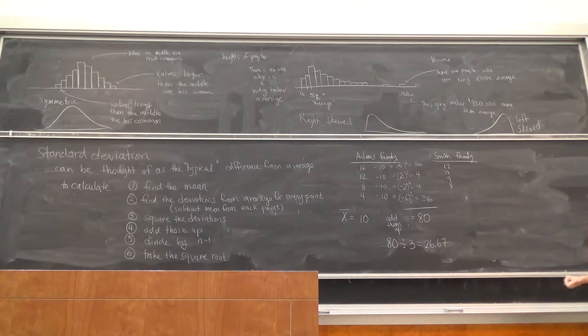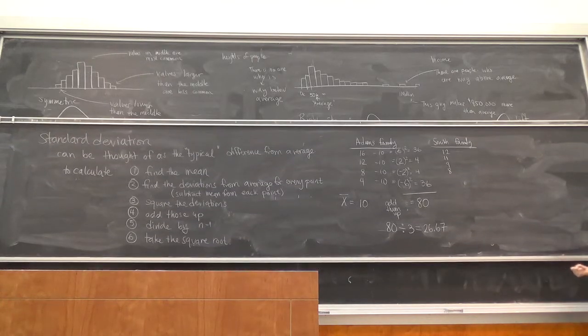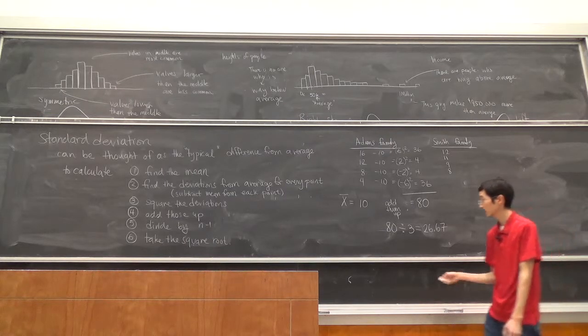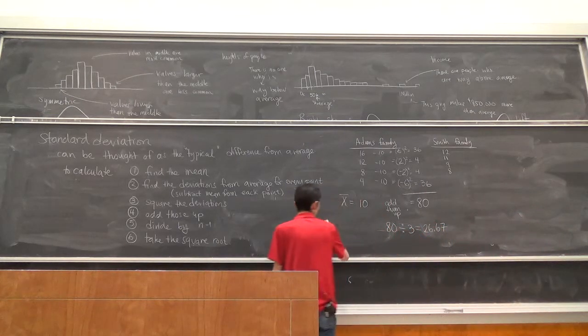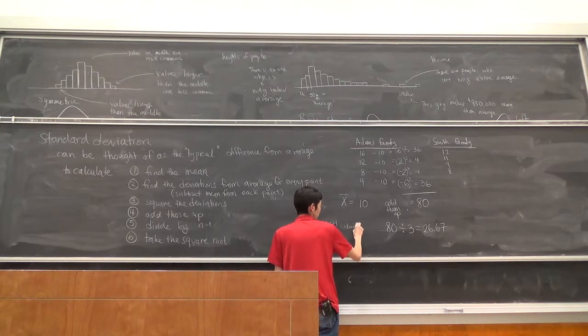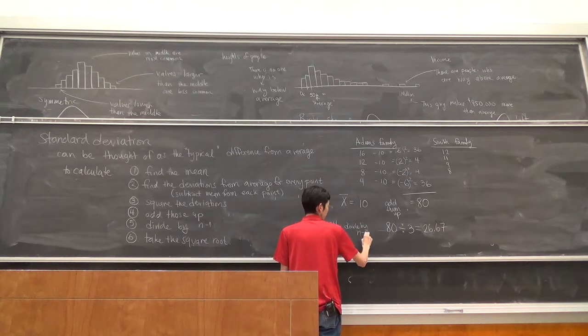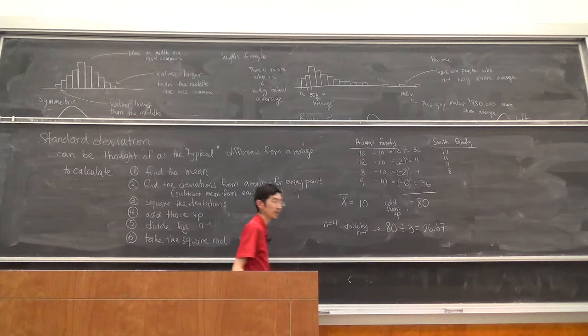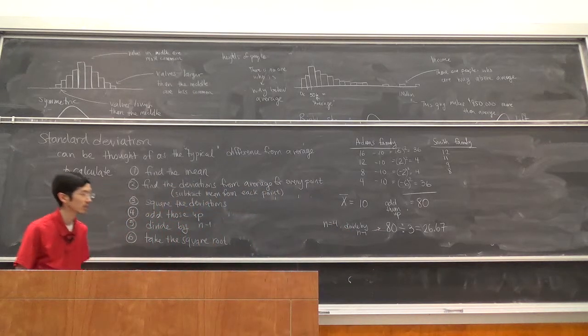N is the total. N is however your sample size. How many numbers do you have? N is how many numbers you have. So N is equal to 4, so we divide by 4. I mean, divide by 3. Divide by N minus 1 gives me 80 divided by 3.